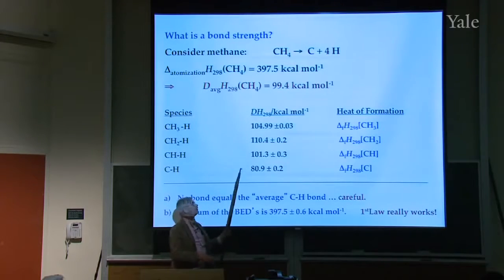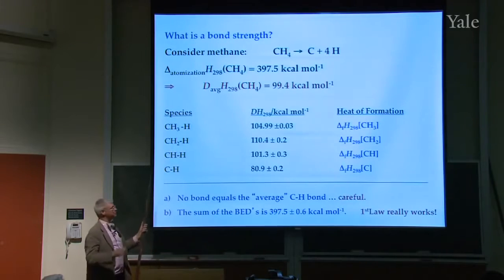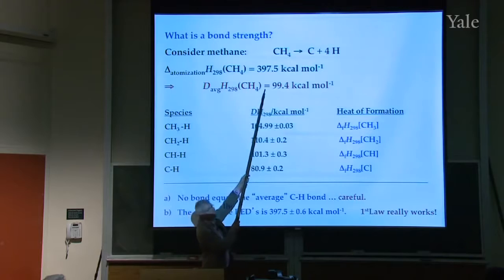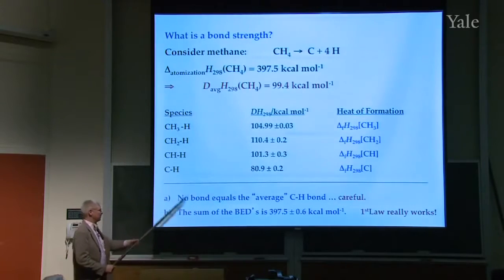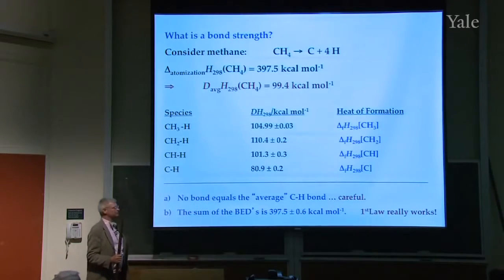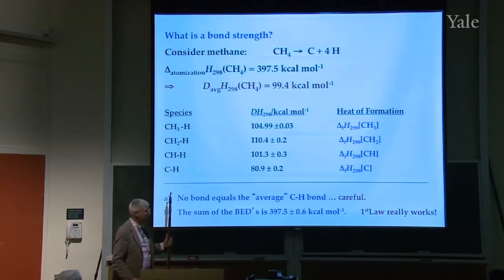And this is a testament to the people who did these measurements. These are very hard experiments to do, and that means that each one of these 4 numbers is right, because you know this thing has to be right. The 4 of them have to add to these things. So here, the sum of these things is this. That means the first law of thermodynamics really works. So this is a very interesting set of experiments to do.